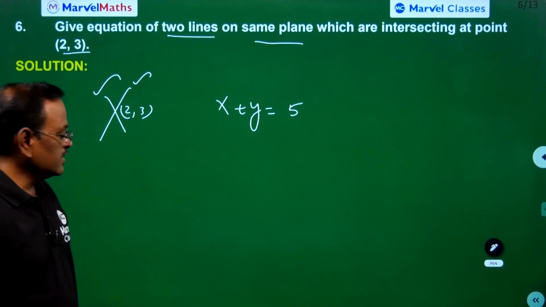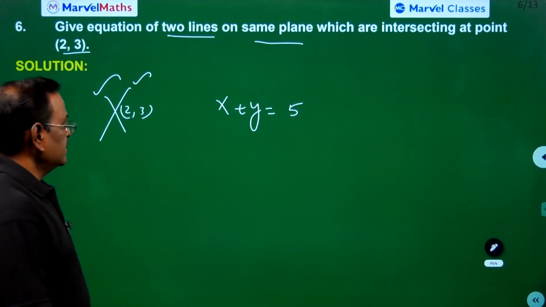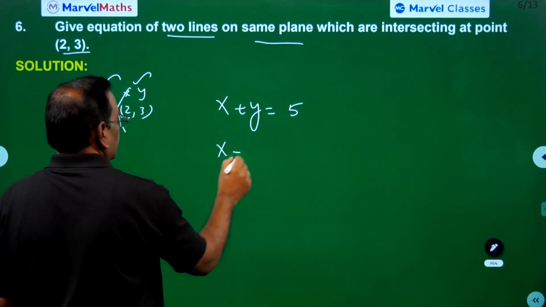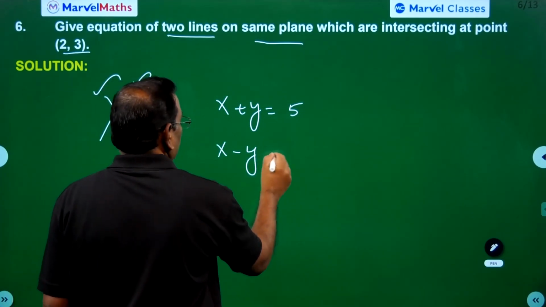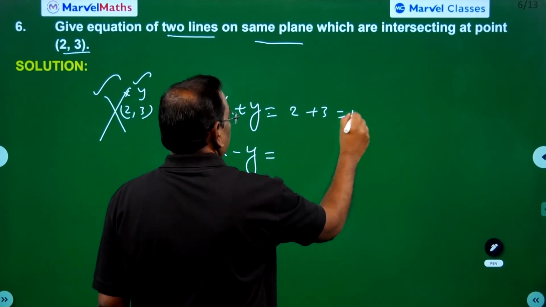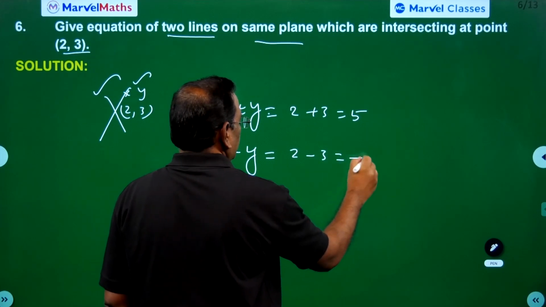Another simple equation, subtract both. For example, x minus y, where this is the x coordinate and this is the y coordinate. x minus y equals, here it is 2 minus 3 equals minus 1.